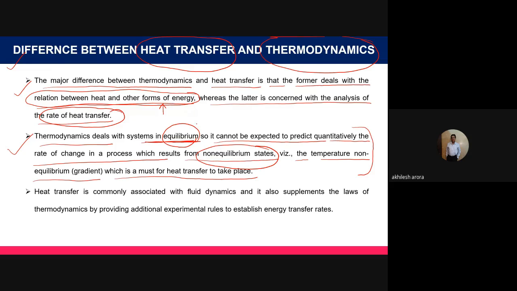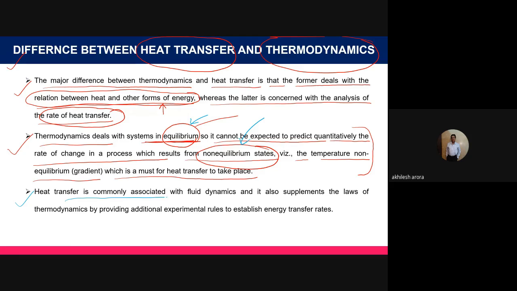So that is one of the major differences between the heat transfer that you studied in thermodynamics and the heat transfer which we are going to study now. So basically this is equilibrium and it is non-equilibrium. So in heat transfer we are talking about non-equilibrium states. Now let us see further.